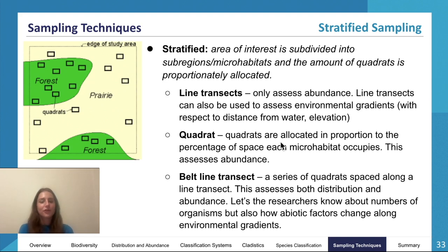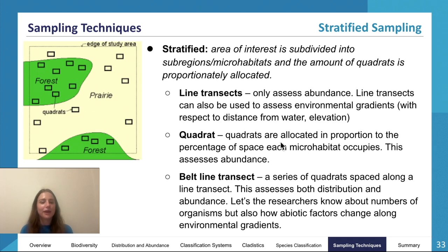We'll look at this method in the context of some key techniques that you'll be using: line transects, quadrant sampling, and belt line transects. So stratified sampling is really just all about dividing your area of interest into smaller, manageable parts, called subregions or microhabitats, and then making sure that each sample of the area is represented proportionally.